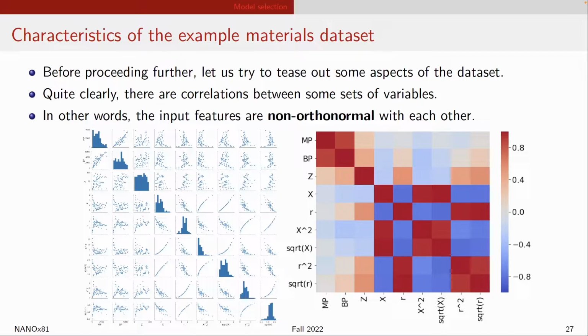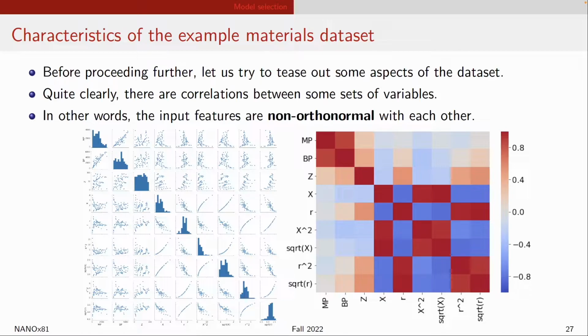There are some correlations here. These are not really correlations. These are because I already added things like x squared and r squared into my features. So obviously x squared will have some relationship with x, and r squared will have some relationship with r, right? So all those things you can ignore.